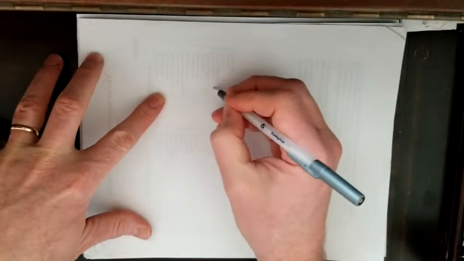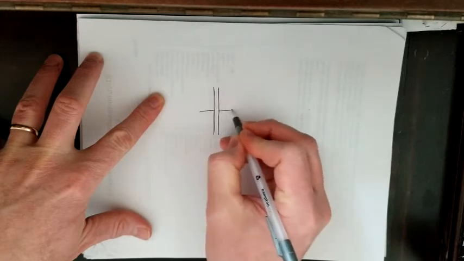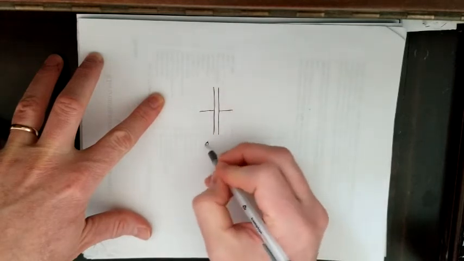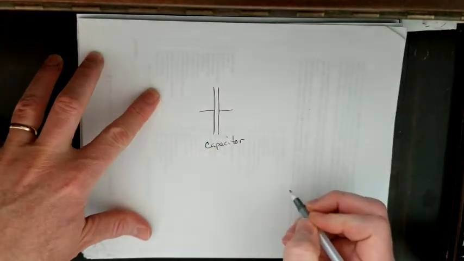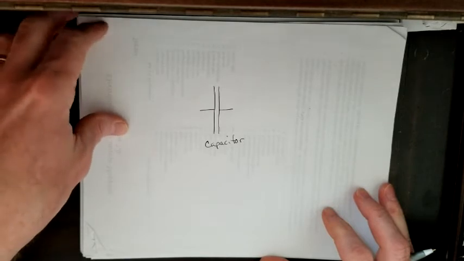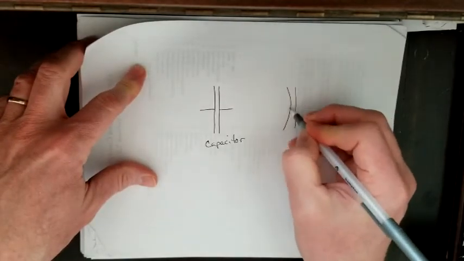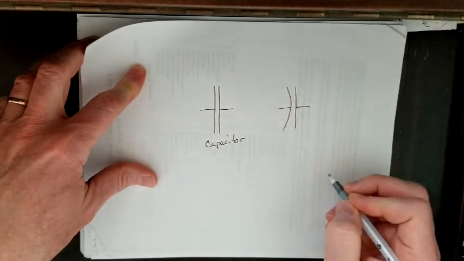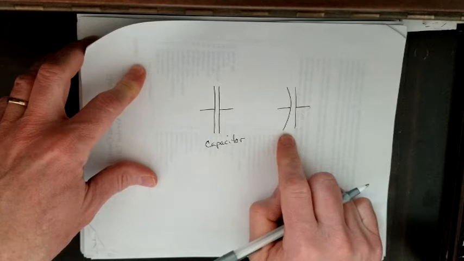Capacitors. When we started out, we talked about parallel plates, and so that is the symbol for a capacitor. Now there are some capacitors where the orientation matters, and so you might also see something like this. That's also a capacitor. This is a polarized capacitor, so the way you put it in makes a difference.